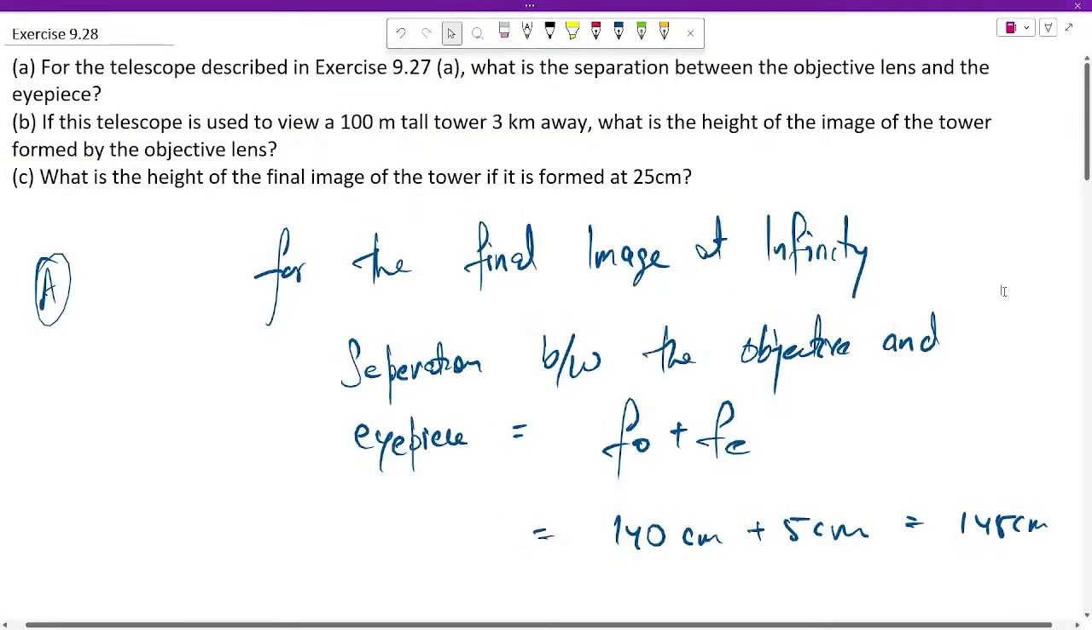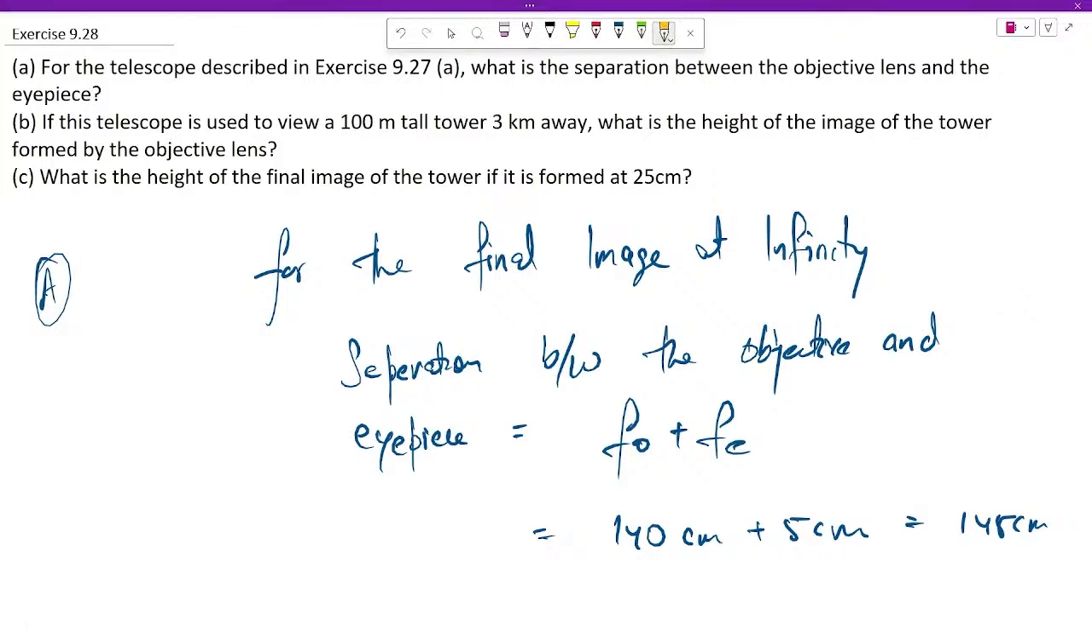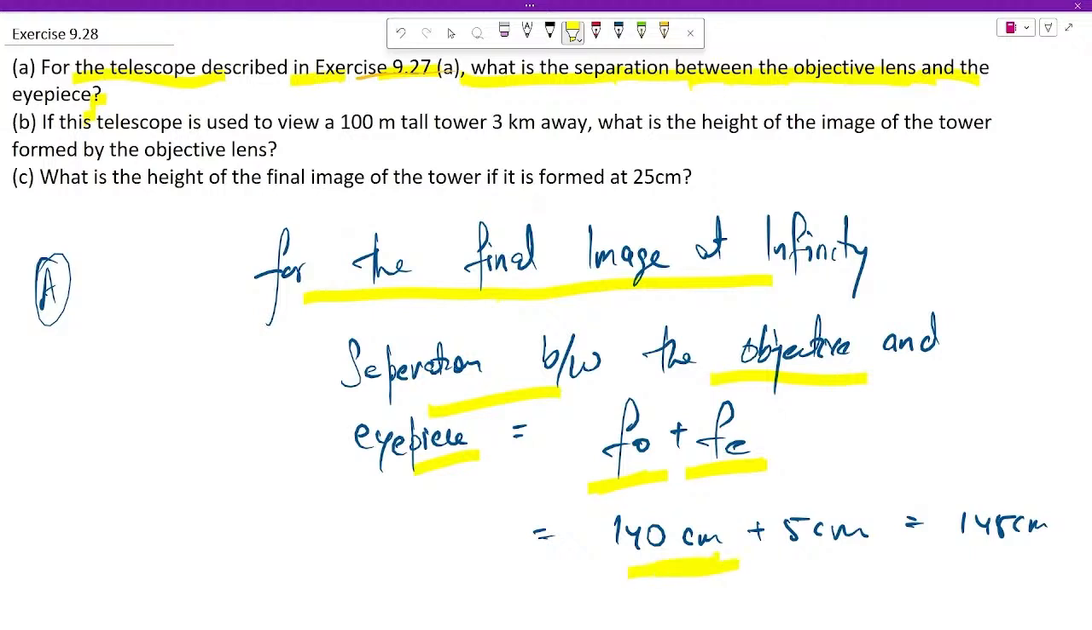The question is saying that for the telescope described in exercise 9.27a, what is the separation between the objective lens and the eyepiece for the final image forming at infinity? We write the separation between the objective and the eyepiece as the focal length of the objective plus the focal length of the eyepiece, and that will be equal to 140 centimeter plus 5 centimeter, which gives us 145 centimeter.